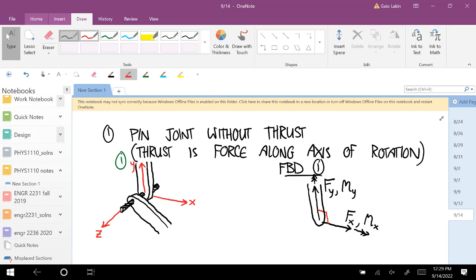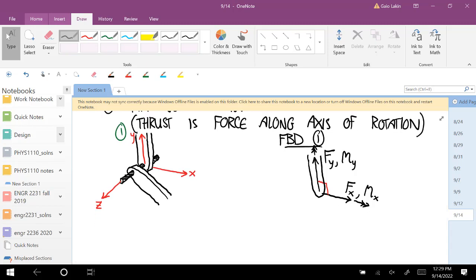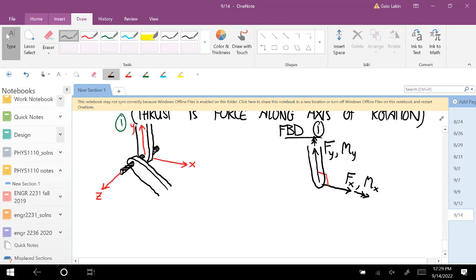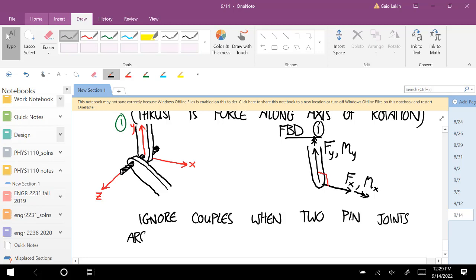Okay, so this is the 4 variable case. When do you only have the 2 variable case? Ignore the couples. When 2 pin joints are oriented along the same axis.